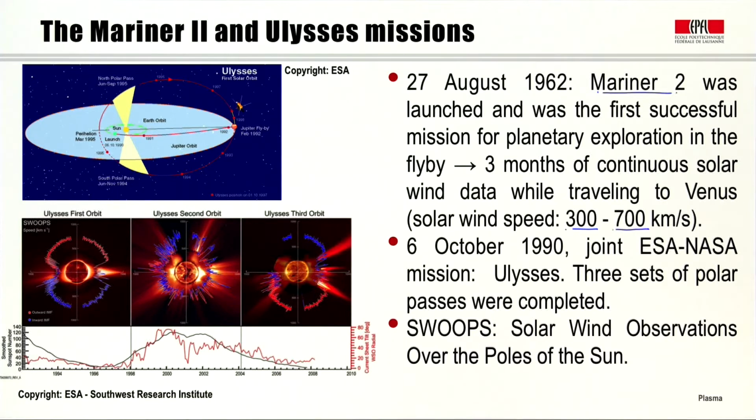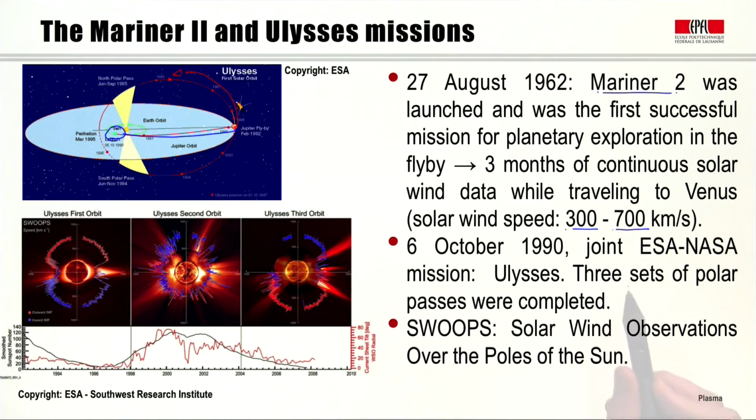More recent data have been provided by the joint ESA-NASA mission Ulysses that was launched on the 6th of October 1990. As shown in this picture, Ulysses was launched towards Jupiter, where, using the slingshot effect provided by the gravity, it entered a polar orbit around the Sun.